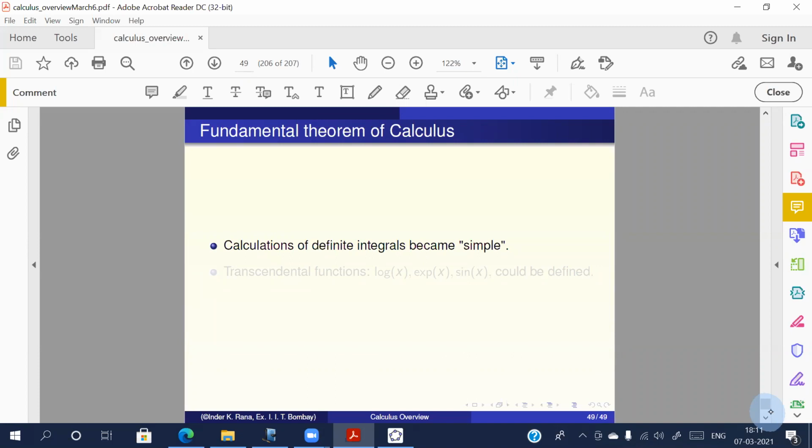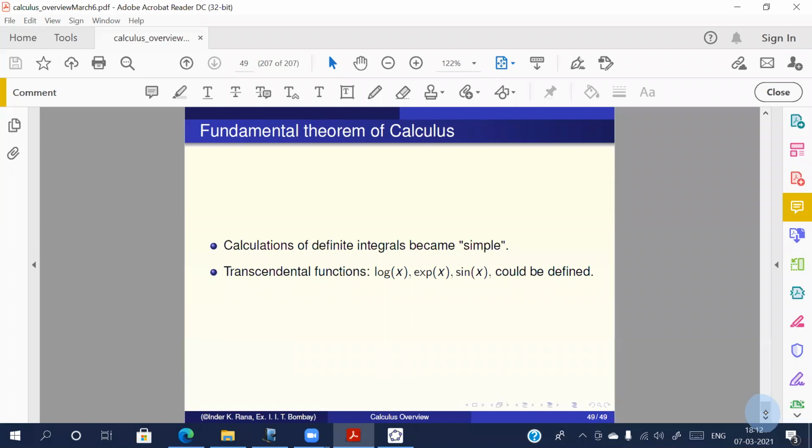And another big advantage or big application of this is you can define what are called transcendental functions. If you remember, you start using log x, exponential x, sin x, cos x, trigonometric functions, and so on from the very beginning of 8th, 9th, 10th, and so on, without bothering whether such functions exist or not. What are the definitions of such functions? Try to go back and think, what are the definitions of these?